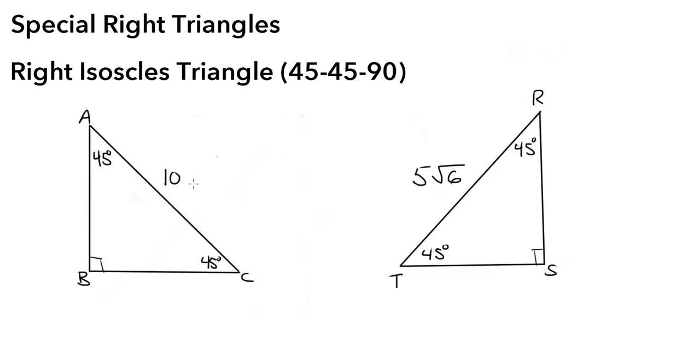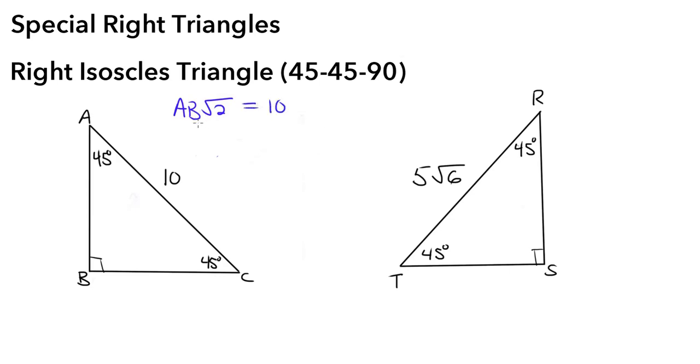So what if I know the hypotenuse of a right isosceles triangle and I need to find a leg? What I need to remember is that the legs are x and the hypotenuse is x radical 2. And what that means is if I multiply the measure of one of the legs by radical 2, that gives me the hypotenuse, which in this case is 10, and I can write that as an equation. So I'm going to focus on leg AB here, and I'm going to write the equation AB times radical 2 equals the hypotenuse, which is 10.